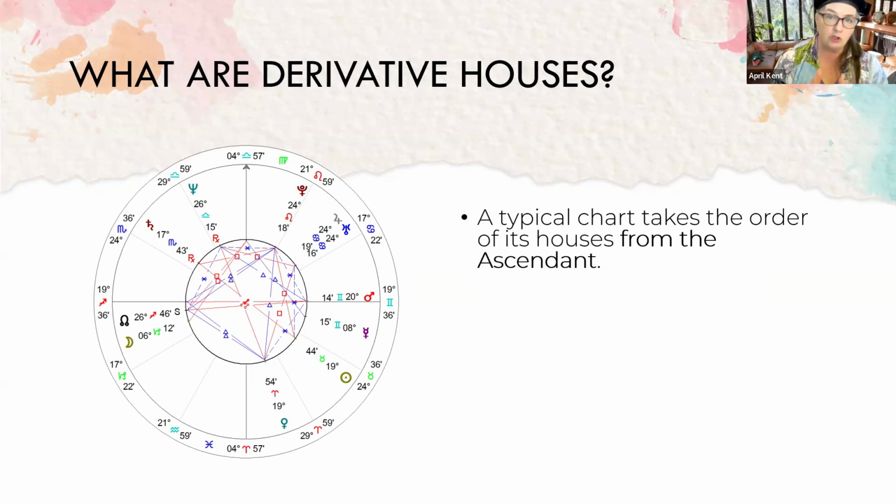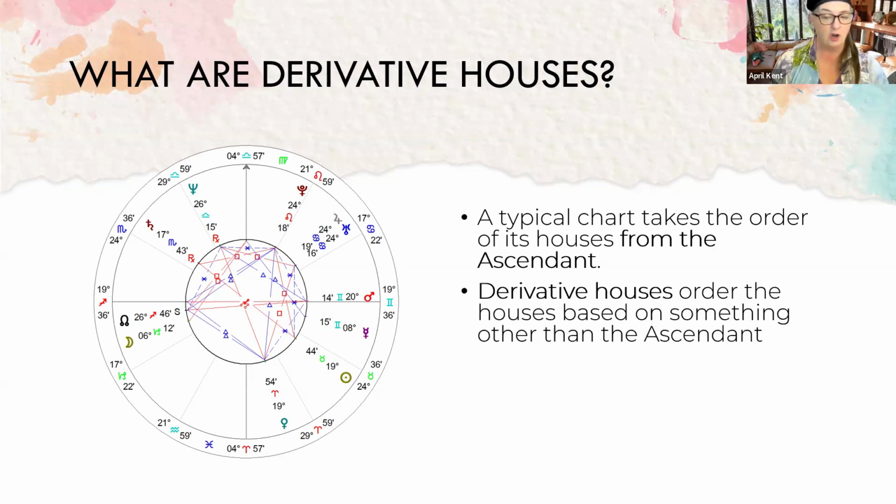So a typical chart takes the order of the houses from the ascendant, or in the case of whole sign system, the 0 degree of the ascendant. But that is the usual way that we order the houses in the chart. Derivative houses order the houses based on something other than the ascendant.